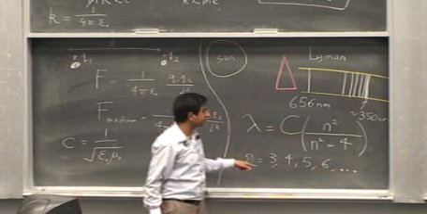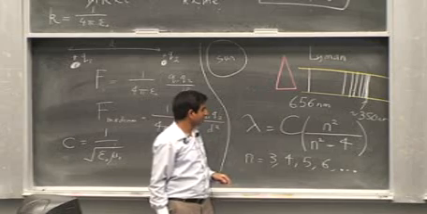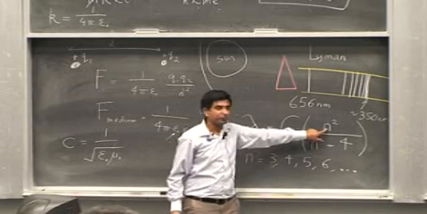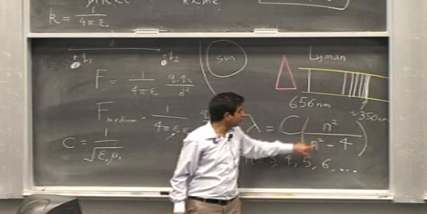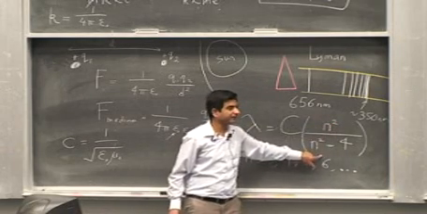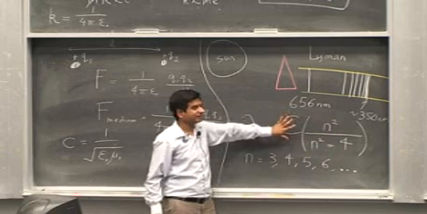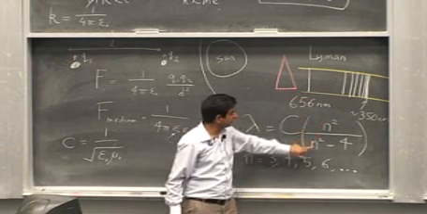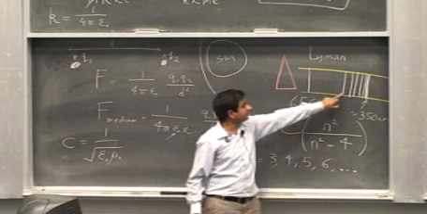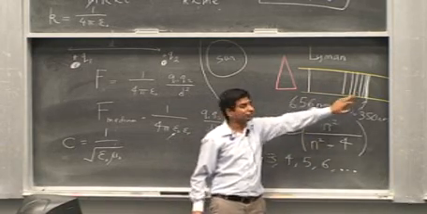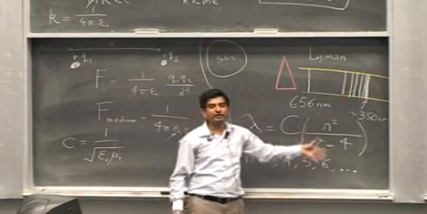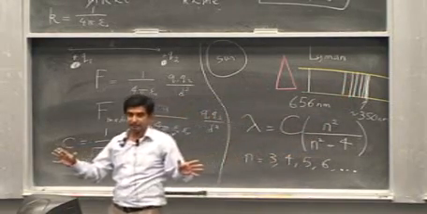So if n equals 4, oh, if n equals 3, sorry. If n equals 3, you put 3 here, 9 over 9 minus 4, 9 over 5 into C, some constant, you get this wavelength. You put n equals 4, you get 16 over 12 into C, you get this wavelength, and so on. So he was looking at this spectrum and he came up with this formula just empirically.